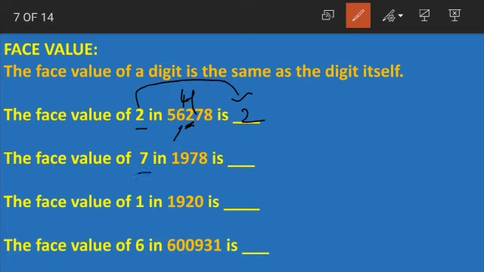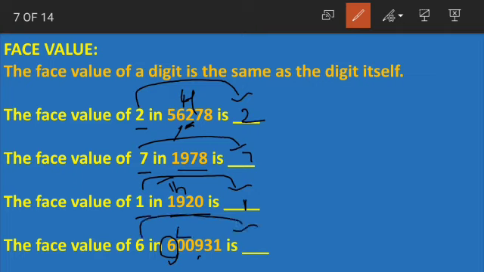Again, the face value of 7 in the number 1978 is 7. The face value of 1 in 1920: in this number 1 is at thousands place. Even though 1 is at thousands place, the face value becomes 1. The face value of 6 in 6,931: here the 6 is at lakhs place. But we write the face value of 6 as what? 6 only. Understood, children? Whenever they say the face value, we simply write the given digit in the question as the answer. Same question, same answer. Question is equal to answer. Okay, children?